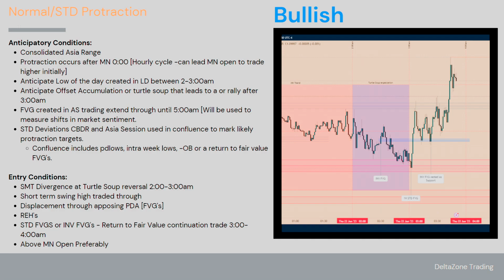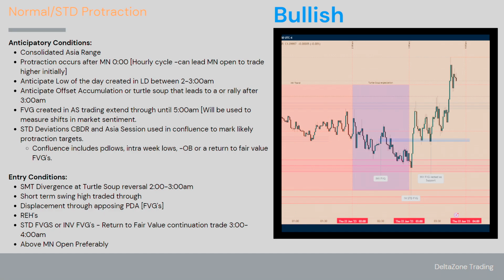Another anticipatory condition involves the use of fair value gaps. Any fair value gap formed during Asia or in the decline after midnight should be extended until 5 a.m. Often these prices are referred back to in London Killzone. We will look at some examples of this in the next few slides. This profile is all about anticipating kilos intraday. We can do this with a high degree of prognostication by blending discount PD arrays with the standard deviation of Asia session and the central bank leaders range.